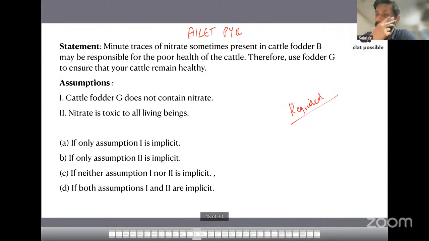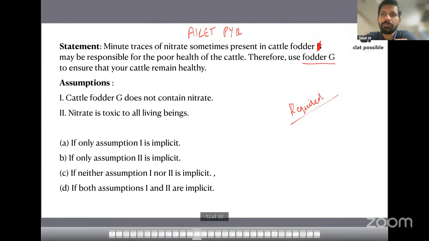All right. Minute traces of nitrate sometimes present in cattle fodder. Okay, sorry. I think this B has come by mistake. Okay, we'll just let go of B. There's no B here. Okay. In cattle, fodder may be responsible for the poor health of the cattle. Therefore, use fodder G to ensure that your cattle remain healthy.